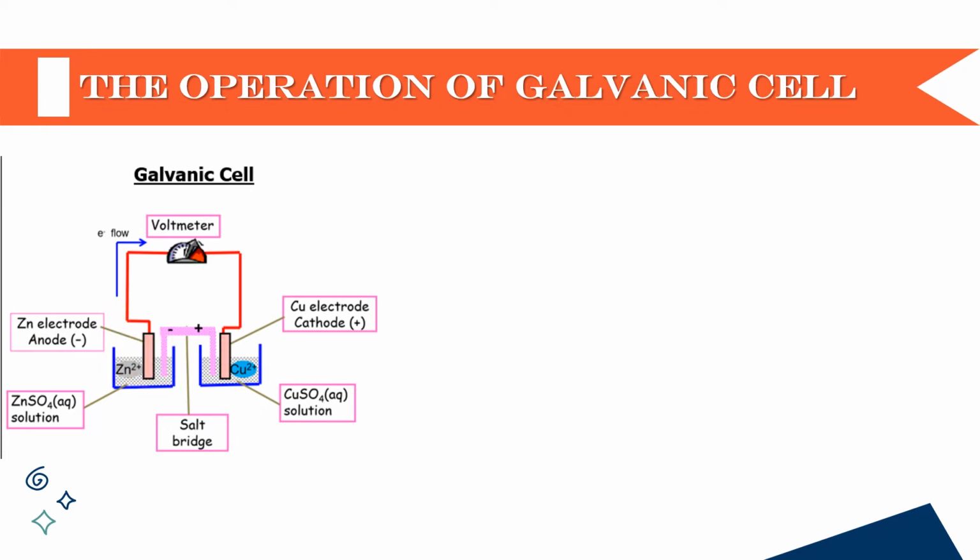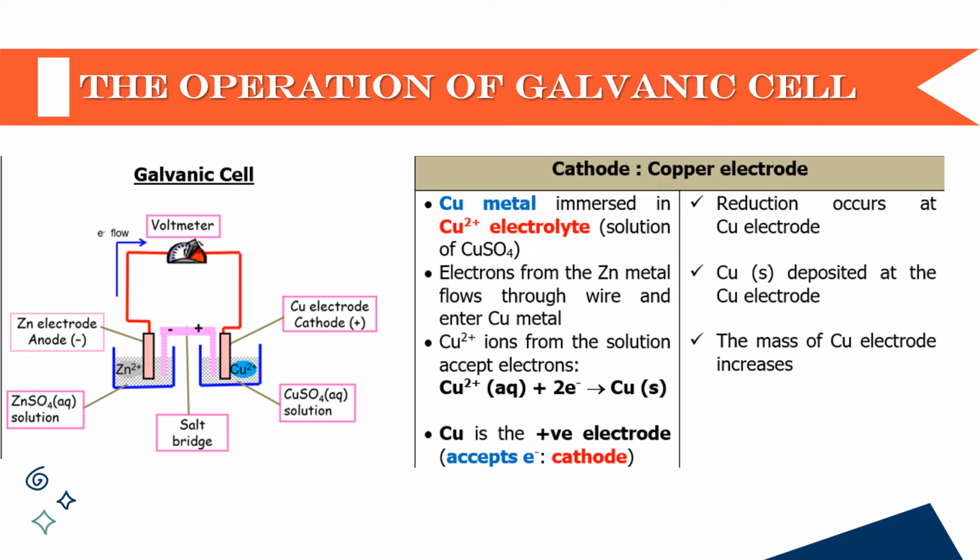Now let's take a look at the other half cell, the other electrode, which is our cathode, the copper electrode. Right now we are going to focus over here, so I highlight it. What happened on the cathode? This is our cathode. Let me highlight it with a different color. Cathode, positive.